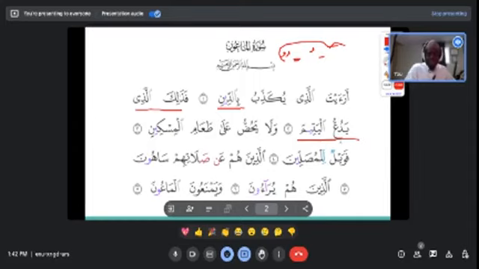فَذَلِكَ الَّذِي يَدُعُّ الْيَتِيمِ. So a shadda is on the ayn here. And shadda means doubling, when a letter is pronounced twice.